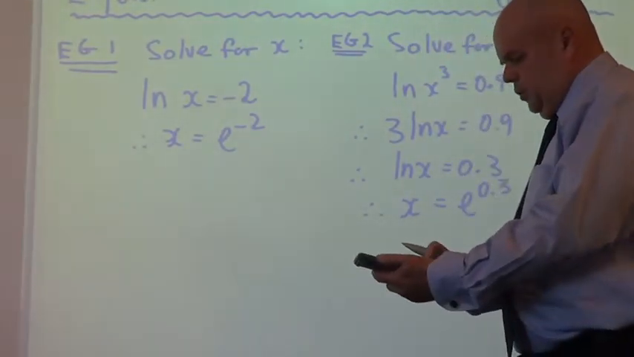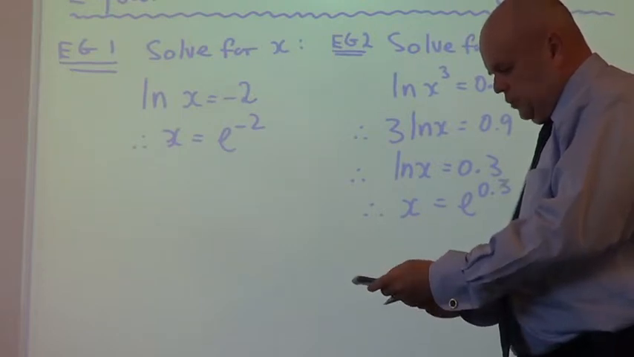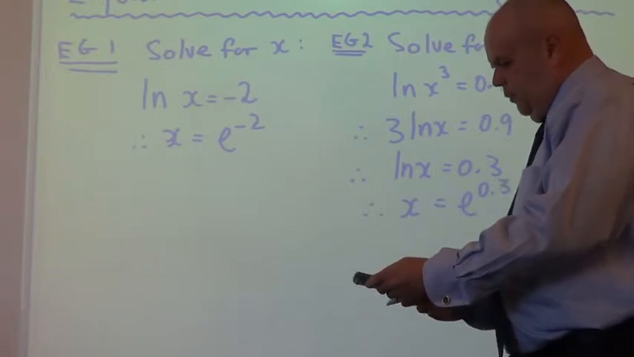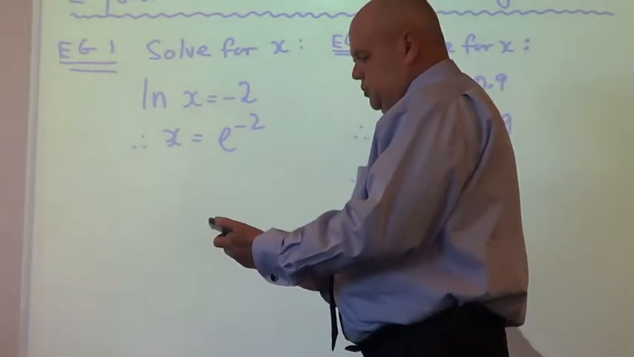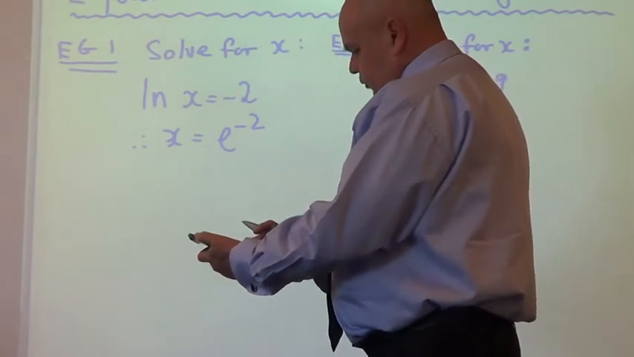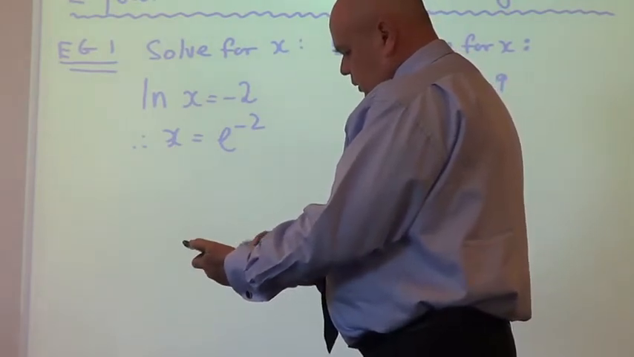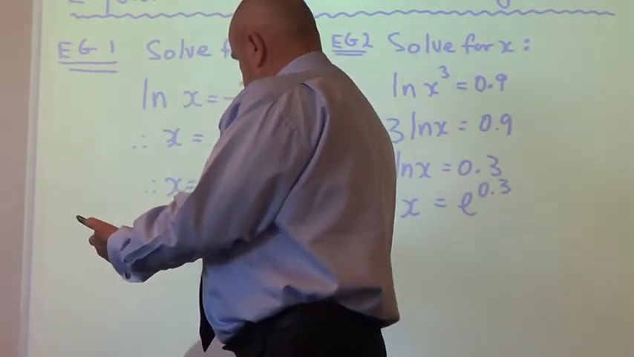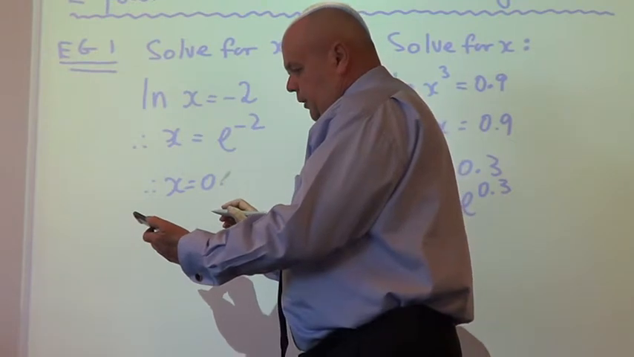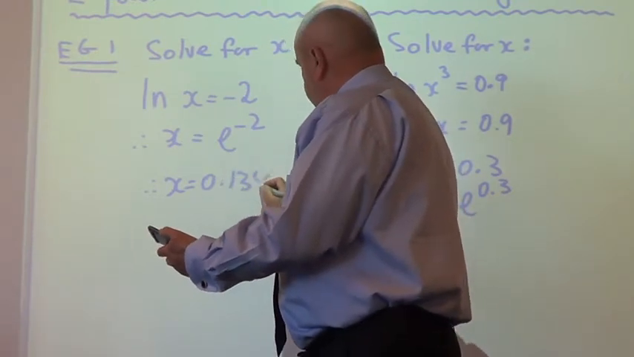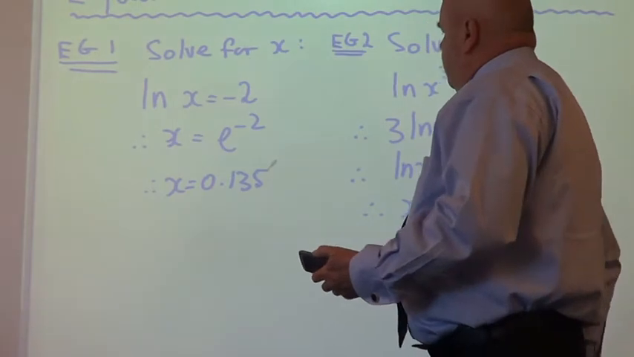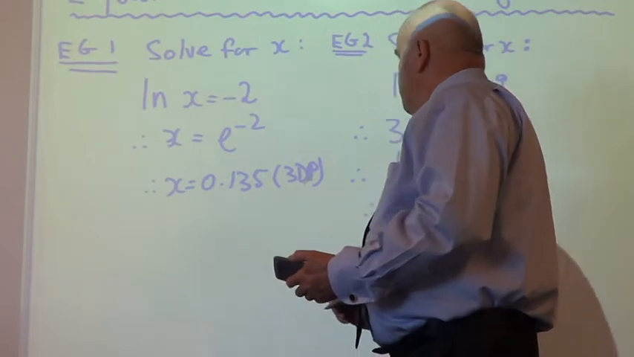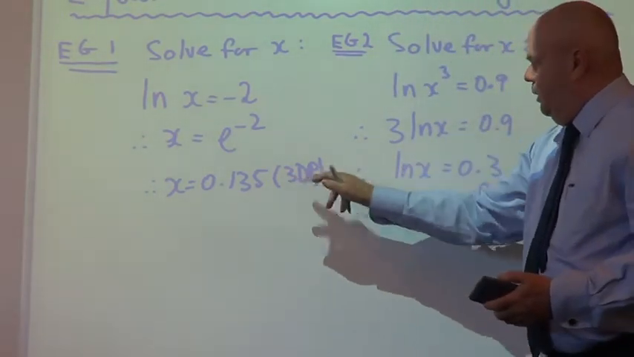So just working out the values of that on my Casio, I would press Shift LN to get the e to the power box, and I put in a -2. So -2, and therefore x equals 0.135. You are always rounding these off, so tell the reader how precise you're being. In this case, 3 decimal places.